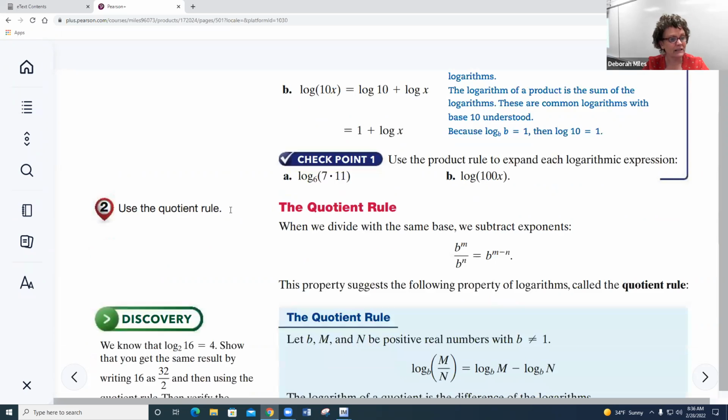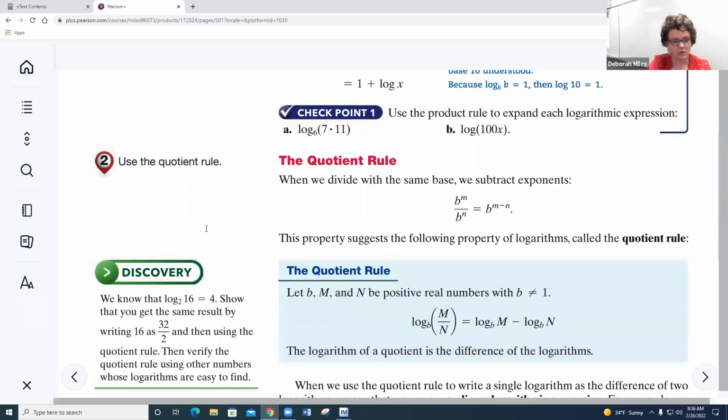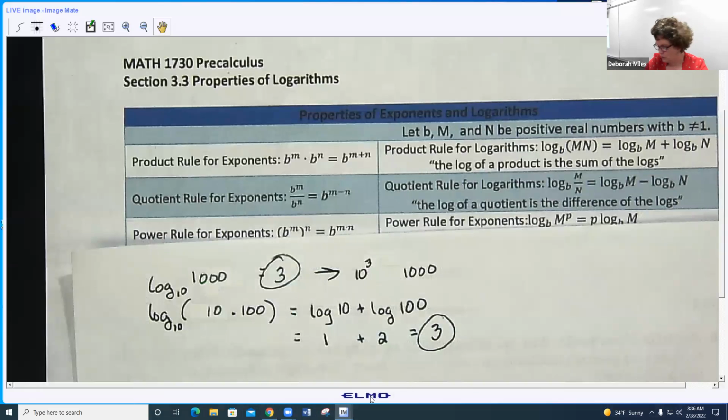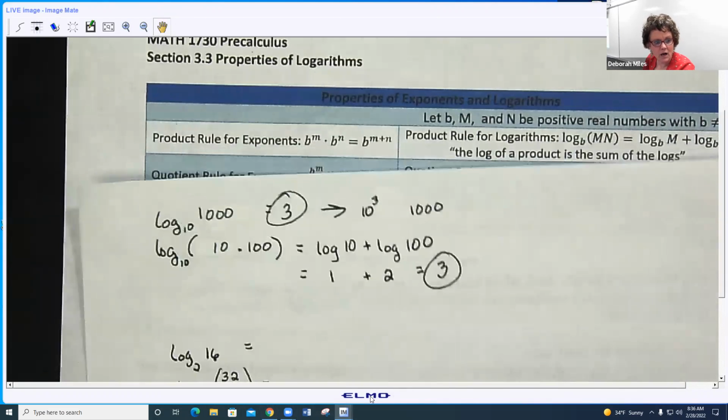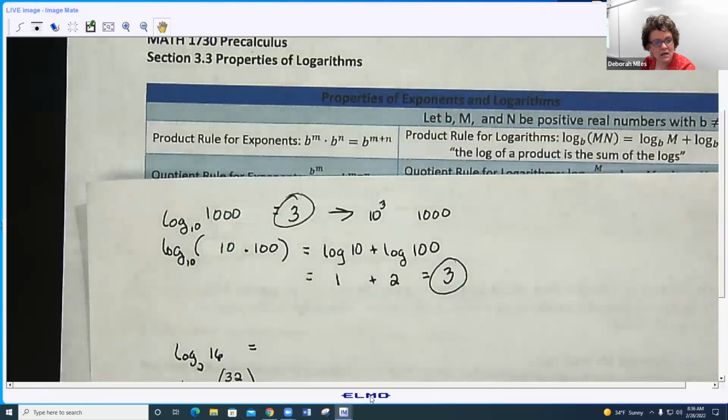Objective 2 is the quotient rule. Let me show you something else that I just wrote down. You can tell me what log base 2 of 16 is. What's log base 2 of 16?